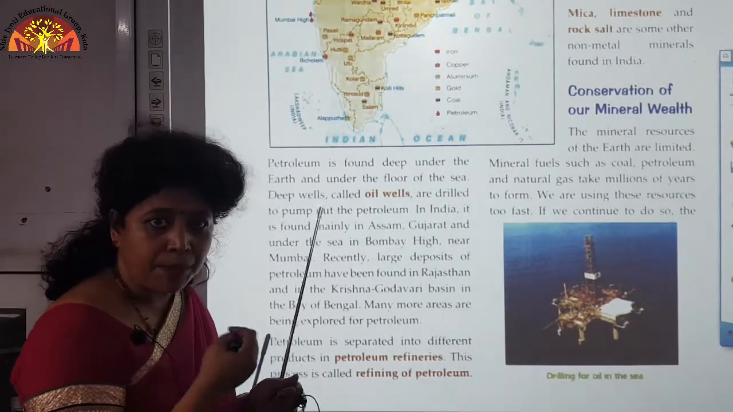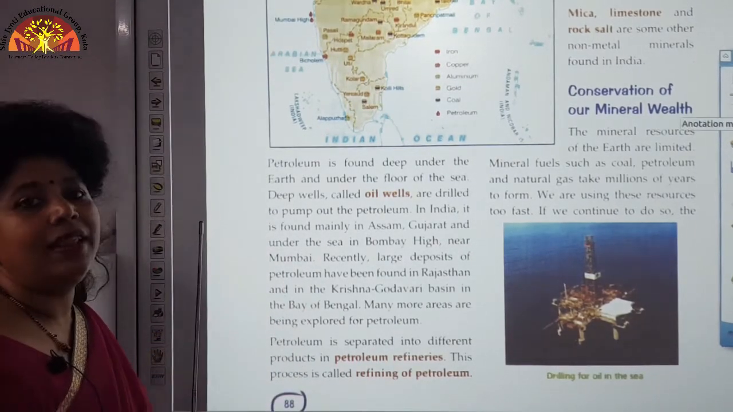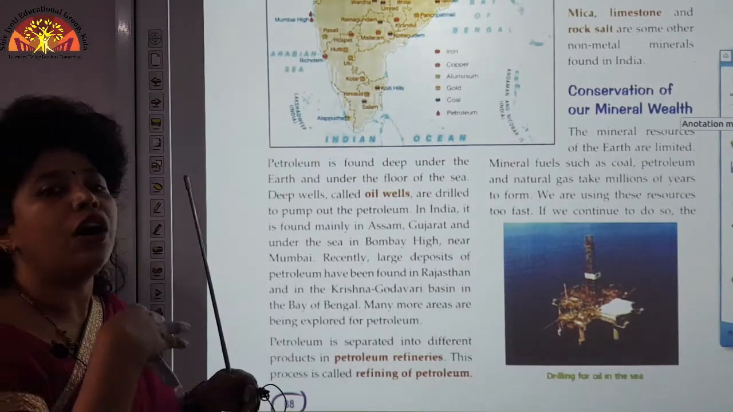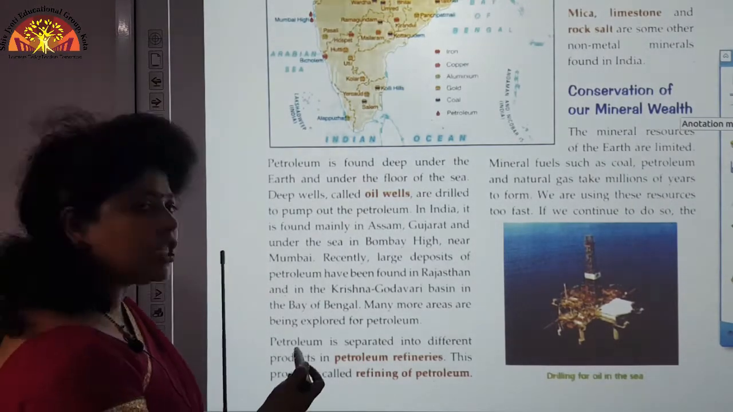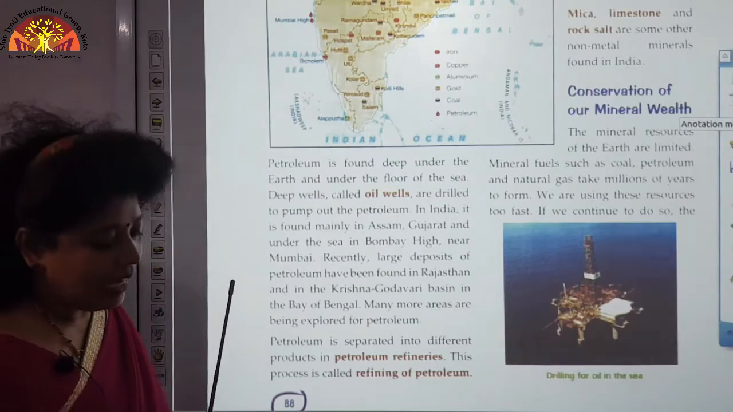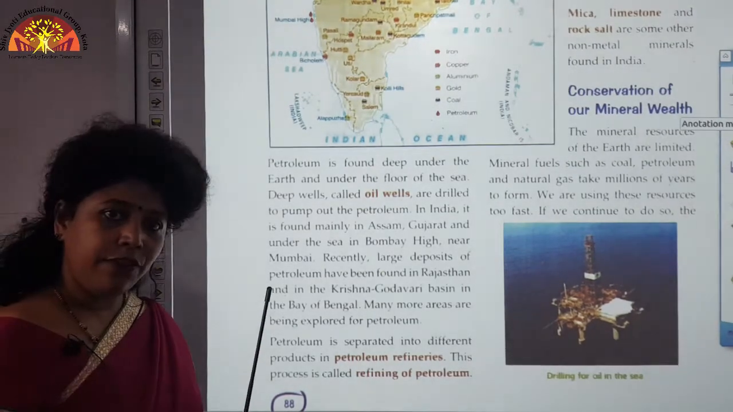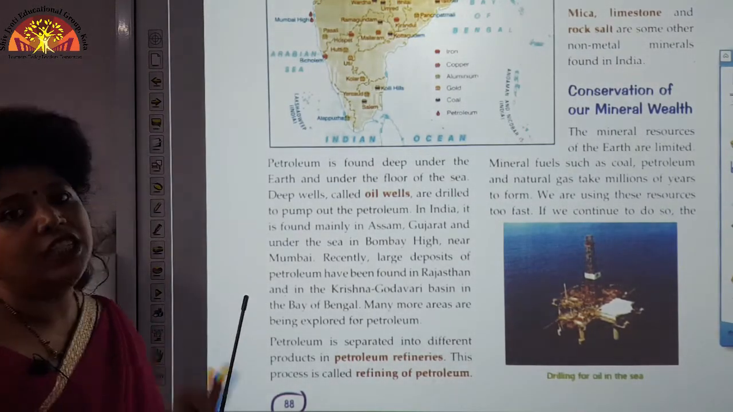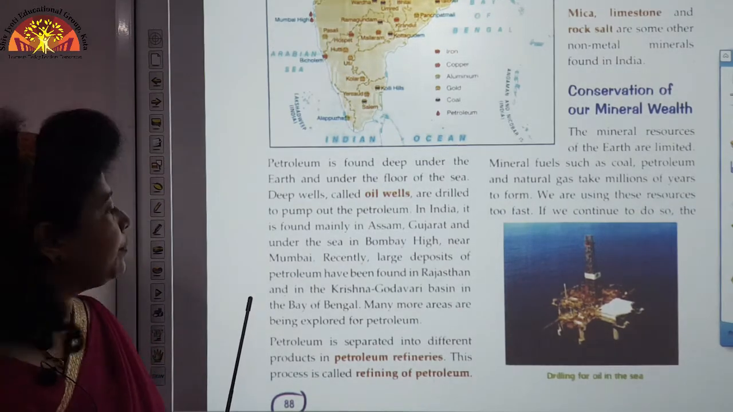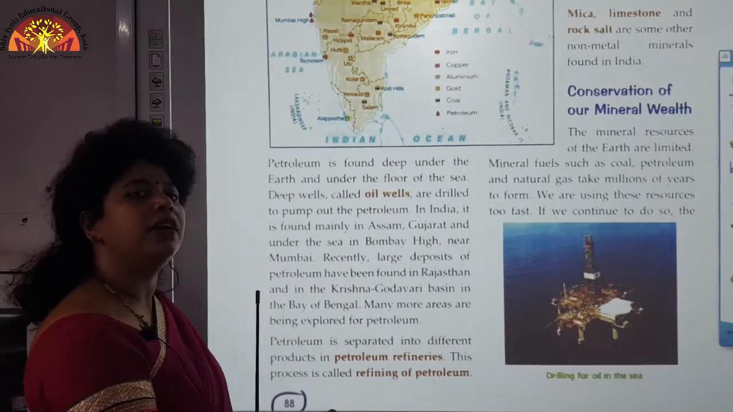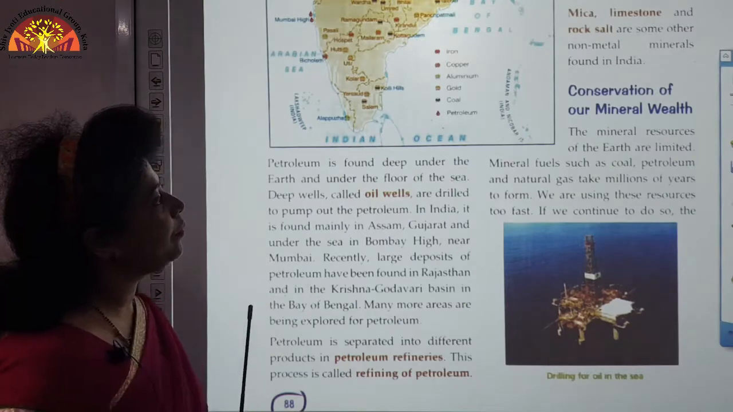Petroleum is also separated into different products in petroleum refineries. First, they extract petroleum from oil wells, then they process or refine it to get various products of petroleum like kerosene, diesel fuel, LPG and jet fuel. These are the various products you get after refining petroleum.